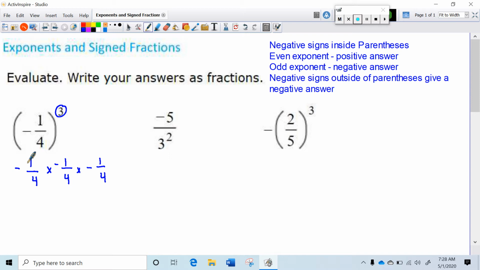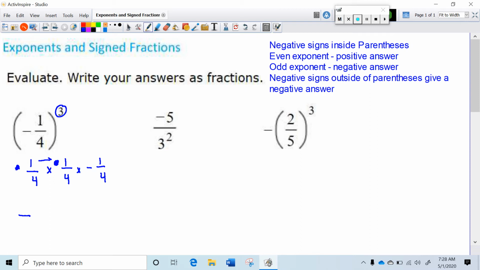Okay, two negatives cancel each other out. That's the way it works. So this negative cancels with this negative. Here's a negative sign, but there's not another negative sign to cancel it out, so it's going to stay a negative answer. That's why with an odd exponent, you'll have a negative answer.